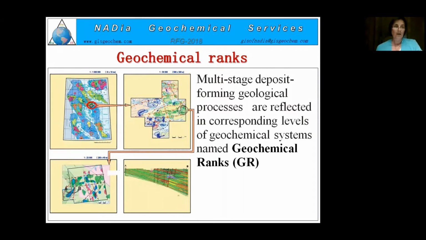For example, at a scale of 1 to 1 million, you define geochemical rank 4. But then you choose another area on the basis of what you defined first. This geochemical rank will be number 3. And then go on. Geochemical rank number 2 will be of the scale of the mineralization zones, which you can see in cross-section.